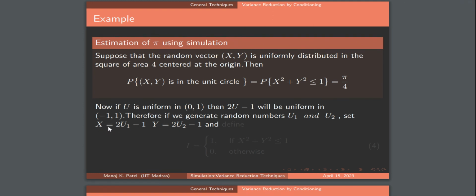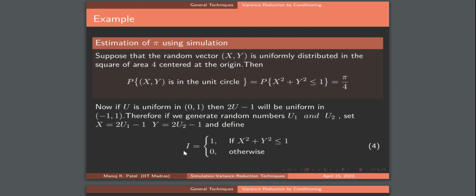We are using x = 2u1 - 1 and y = 2u2 - 1, and defining I equal to 1 if x² + y² is less than 1, and otherwise 0. So we are choosing uniform random numbers from (0,1), setting x = 2u1 - 1, and then saying that if x² + y² is less than or equal to 1, that is, x and y fall inside the circle, then this is the indicator function for the circle inside the square. So it is one, and otherwise zero.